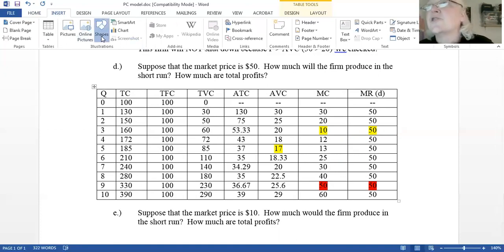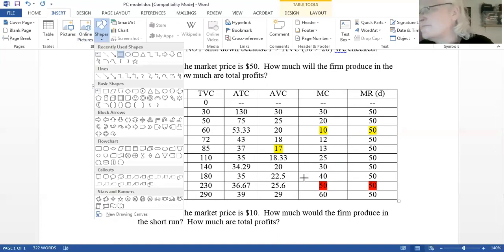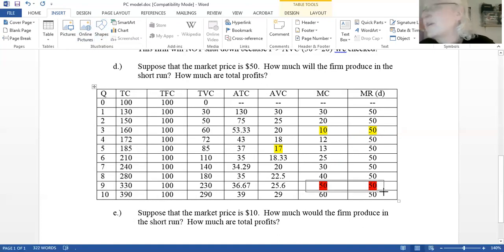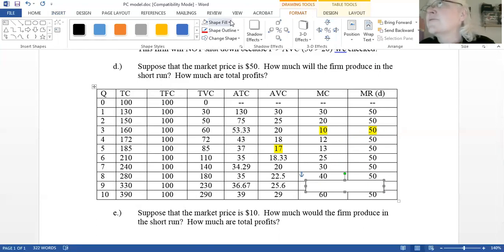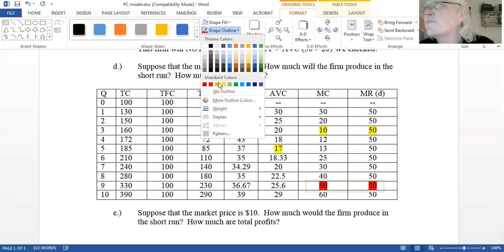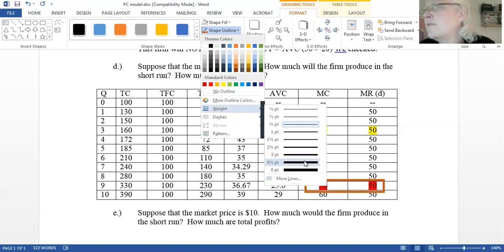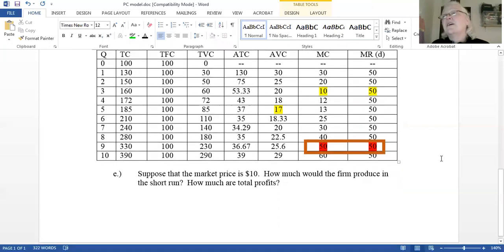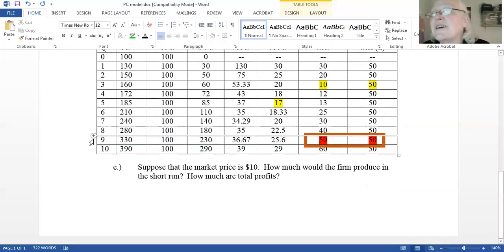Anyways, insert, shape, square. And there we go. I'm going to do no fill, and I'm going to make that guy huge. In this case, let's make him brown, and let's make him big. There we go. So notice now the quantity is 9.